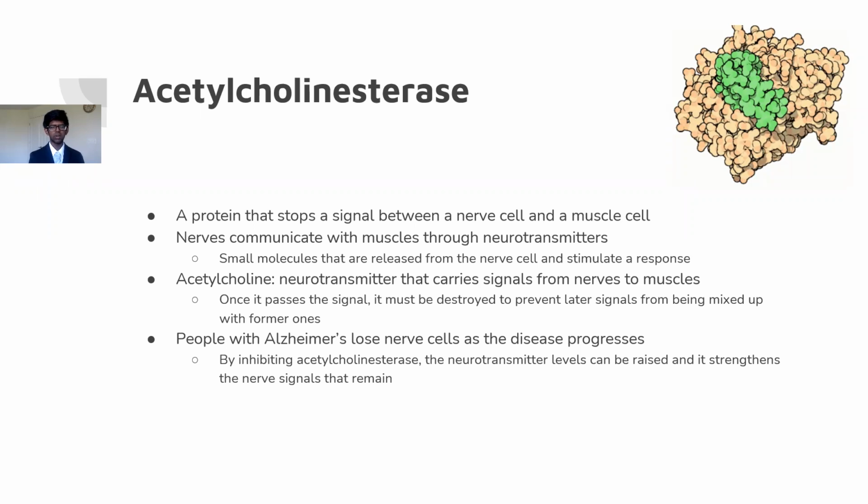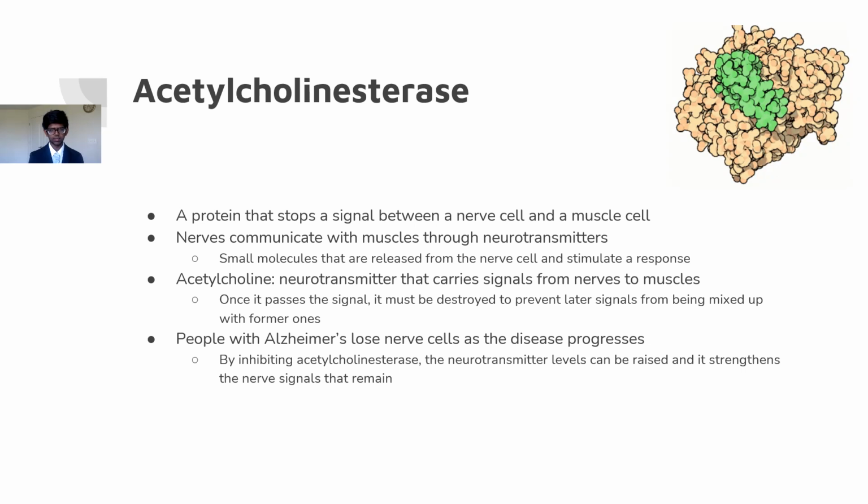Acetylcholinesterase is essentially the protein which speeds up the rate of Alzheimer's. What Alzheimer's is, is basically people losing nerve cells. People with Alzheimer's lose nerve cells as the disease progresses. And this is known as Alzheimer's.